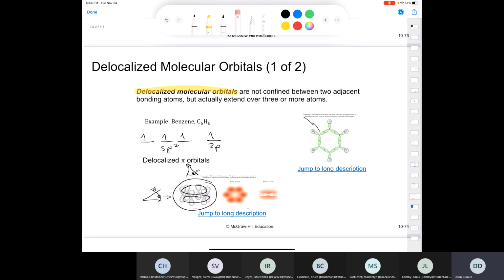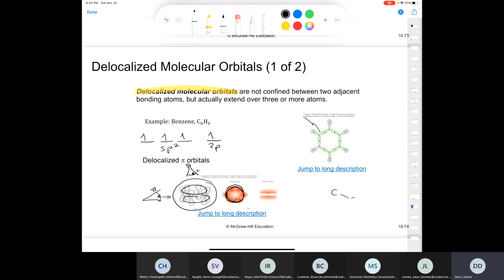Well, electrons are high energy. If they can move, they will. And since all these orbitals are overlapping, it provides a space for the electrons to move around between all of those unhybridized p orbitals. So a delocalized molecular orbital is formed by the overlap of all those atomic orbitals, and it allows the electrons to be even more stable. And so benzene is a very stable molecule.